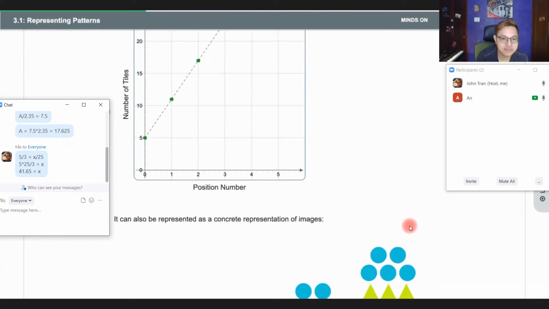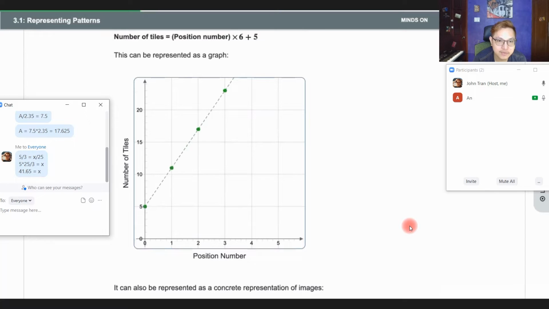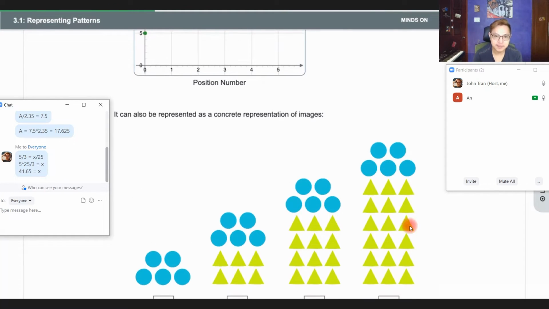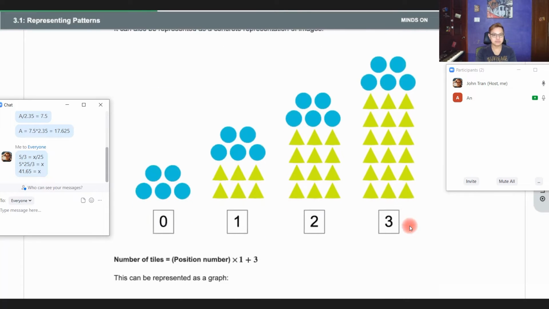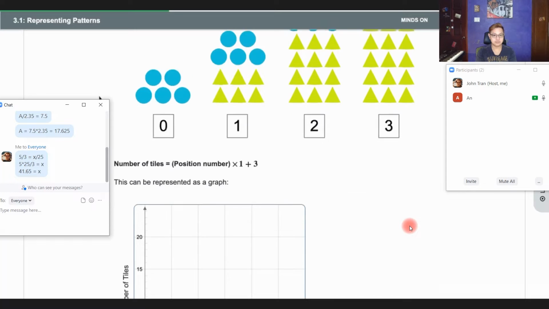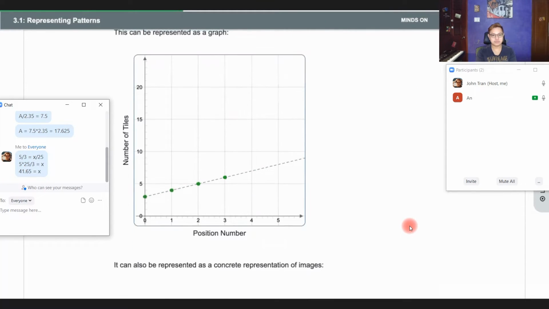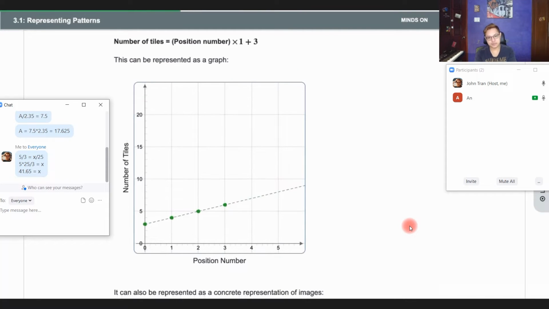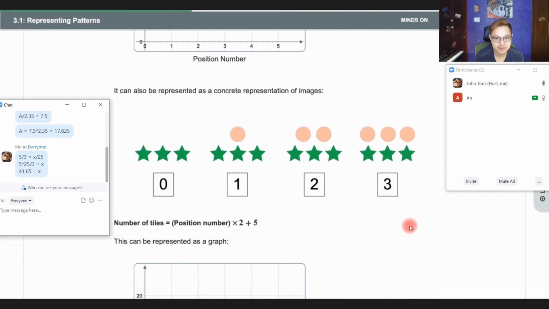It sounds like something we did before. Yeah, we did this one before. And then it's just like the answer. Representation of images, graph. These are just the answers for the problem. Oh yeah, of course. There are ways to represent something.